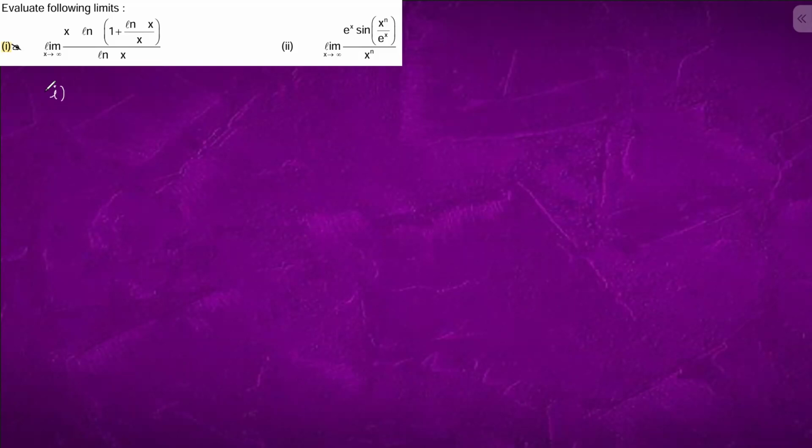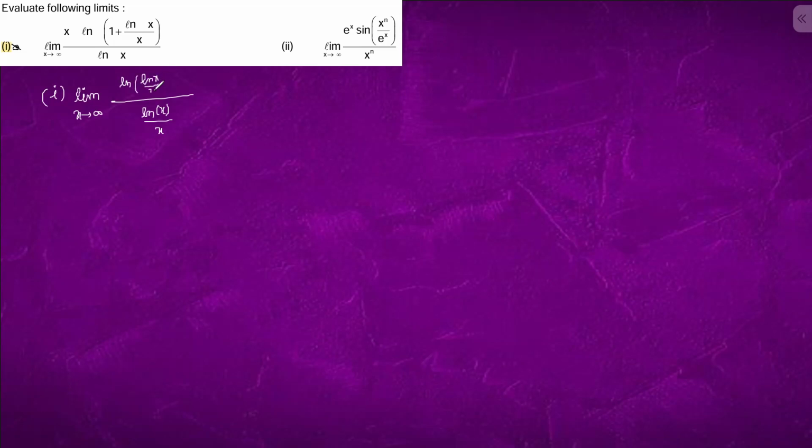Question 1. If we see in this, we have ln(1 + ln x / x). So can we have the limit x tending to infinity of ln x / x, and the expansion of ln(1 + ln x / x) is what?